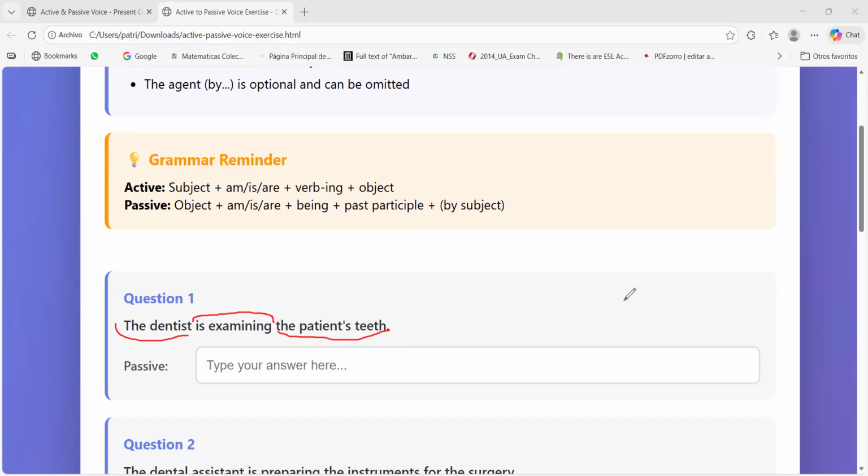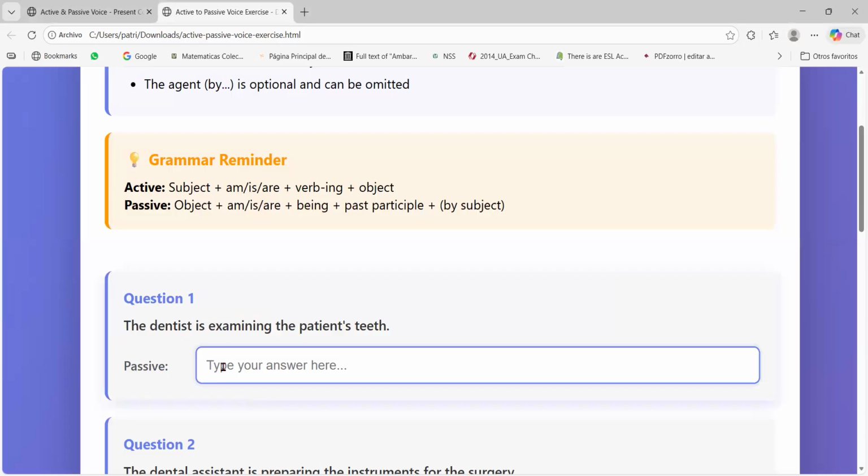Okay. My dear Mariana Ramos, are you there? Yes, teacher. So we reorder this one. We start with the patient's teeth. Okay, my dear Mariana. Then, what option, my dear Mariana?